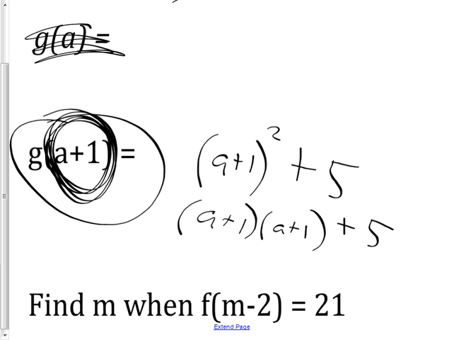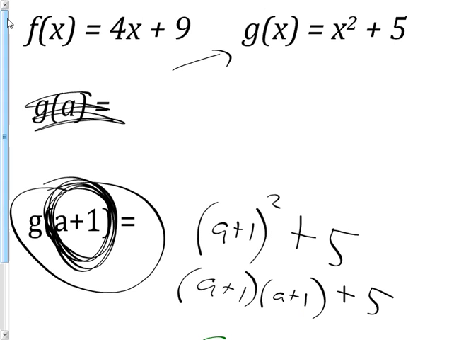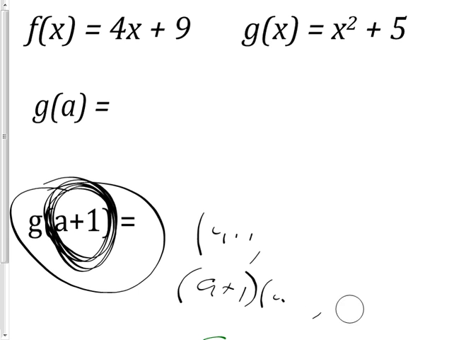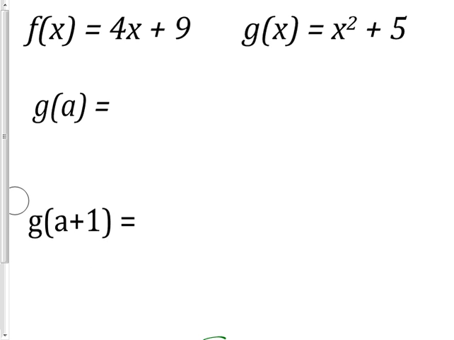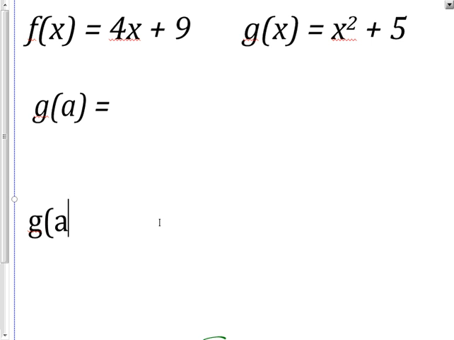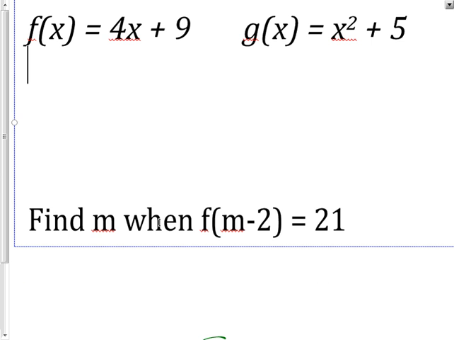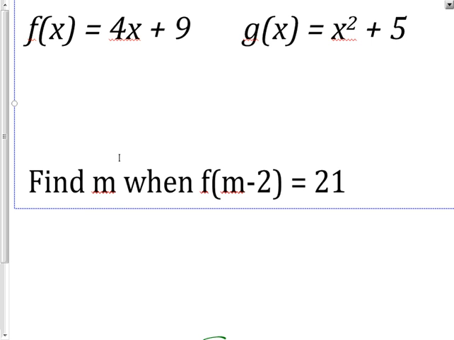This is the hardest of them all. F of m minus 2 equals 21. It's this one right here. All right, I'm going to slide back up and write that out again for you. I'm going to see if I can clean this up just a little bit. And maybe if I go like this, just delete out this part, the other part will come up so we can see it. Awesome, there we go.